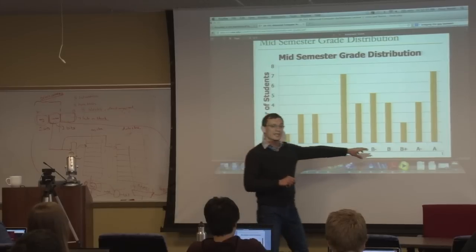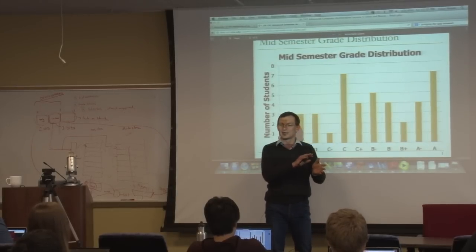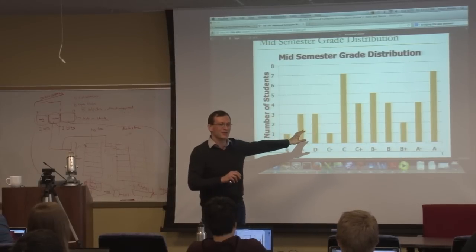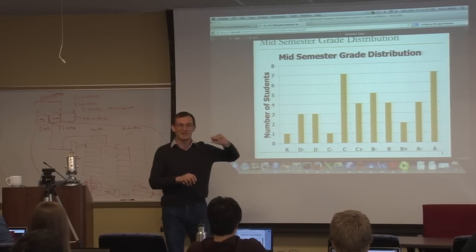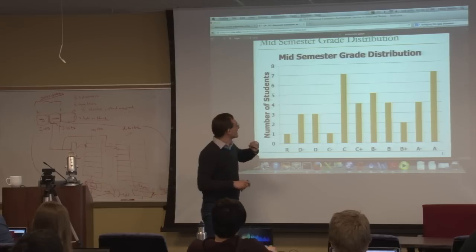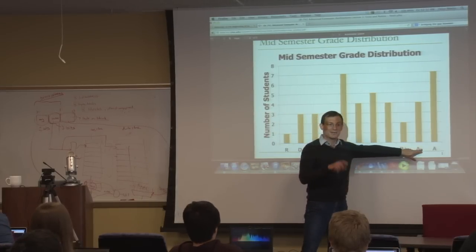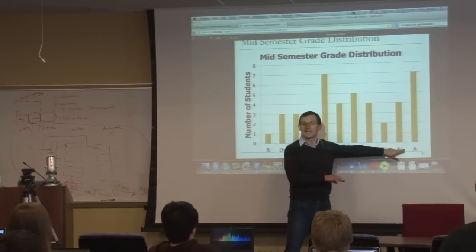Minus plus means you're actually at the border of A and B, if you will, if the curve looks like this. Now, I know that you're not here for grades, but I want to explain to you how I actually came up with the grades. So basically, these are A's, and some of the A minuses are actually, I gave A's for mid-semester grades, but you're at the lower end of A's.